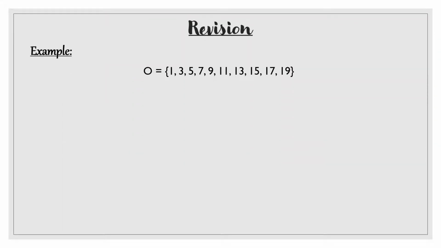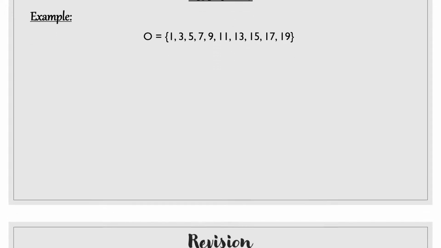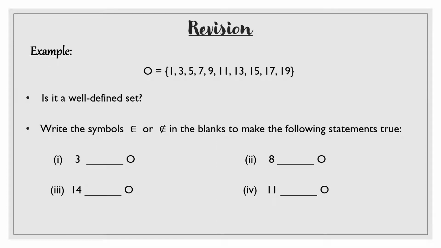Here we have a set O denoted with capital letter O, and there are 10 elements in it starting from 1 and written till 19. These are all odd numbers. So this is a set of odd numbers between 1 and 20, or less than or equal to 19. Now we have to answer the following questions.